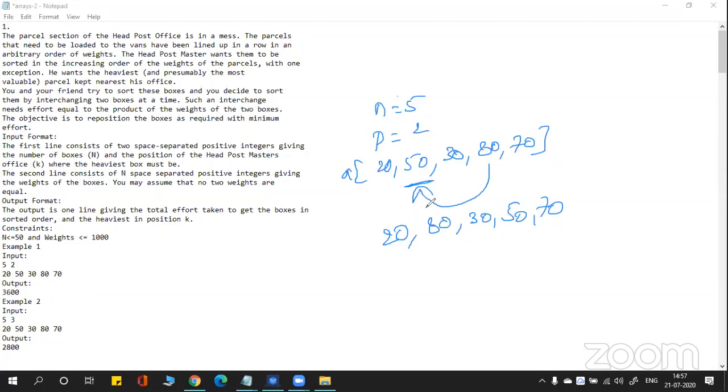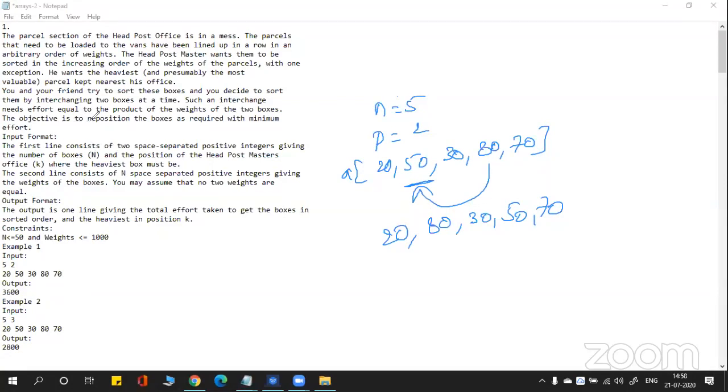So what can we do? Tell me. Normally, if you tell me, sir, first I'll sort all the boxes and then I'll shift this. So if you try to do that, first sort all the boxes. Whenever I want to sort, what should I multiply? So my effort will increase a lot.